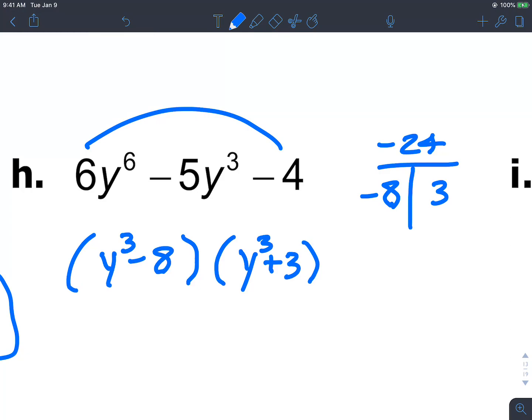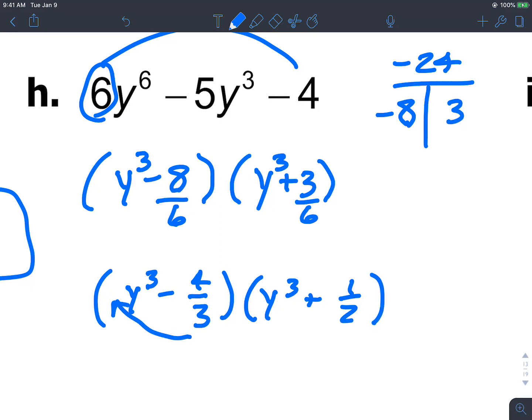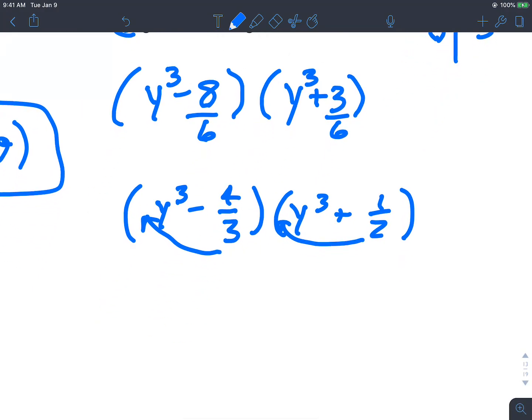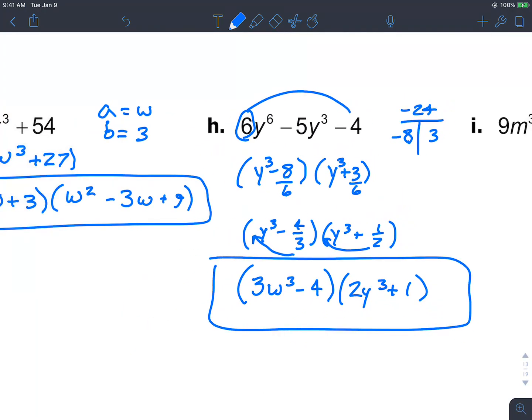Okay. Next, after this, we need to go and divide. We divide by our a coefficient, which is 6. Now, some of these reduce, but not all the way. This first one is going to reduce to 4 over 3. The second one here is going to be y cubed, and then this will be 1/2. And then this is where you do your slide steps. Slide those up here to the front. This will be 3y cubed minus 4. And then this will be 2, and then y cubed plus 1. And that is it.